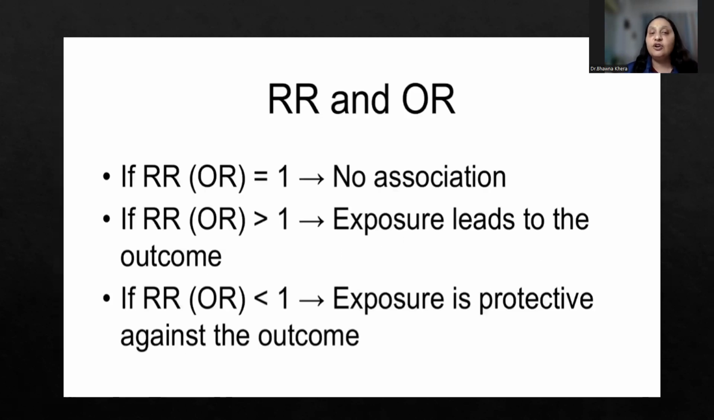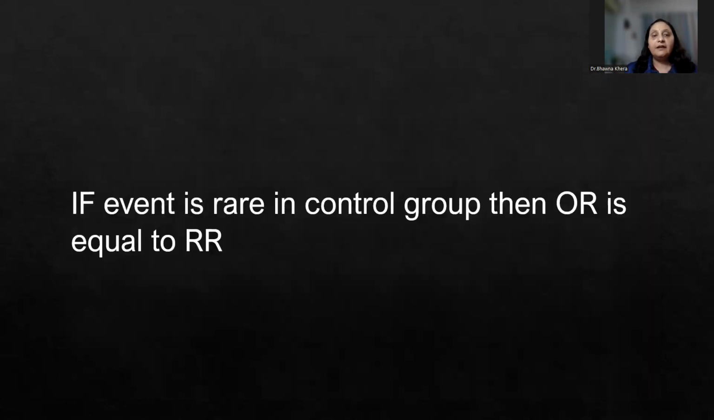So if the relative risk or the odds ratio is 1, there is no association. Greater than 1, exposure leads to increased chances of the outcome. If it is less than 1, exposure is protective against the outcome. If the event is very, very rare in the control group, say it happens in 10,000 cases, then the OR is equal to the relative risk.